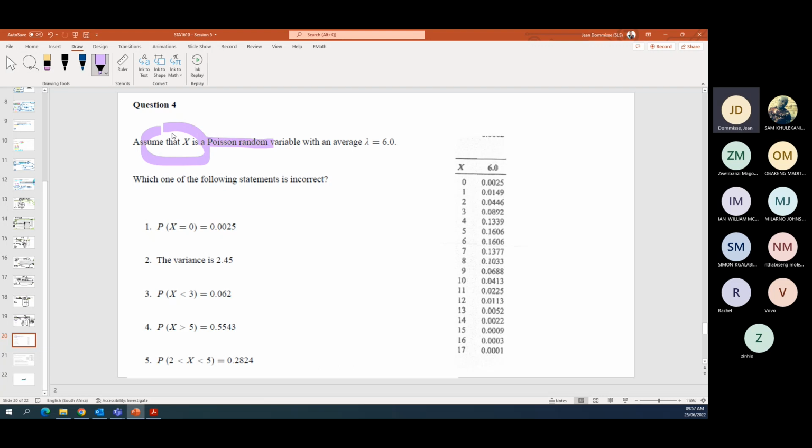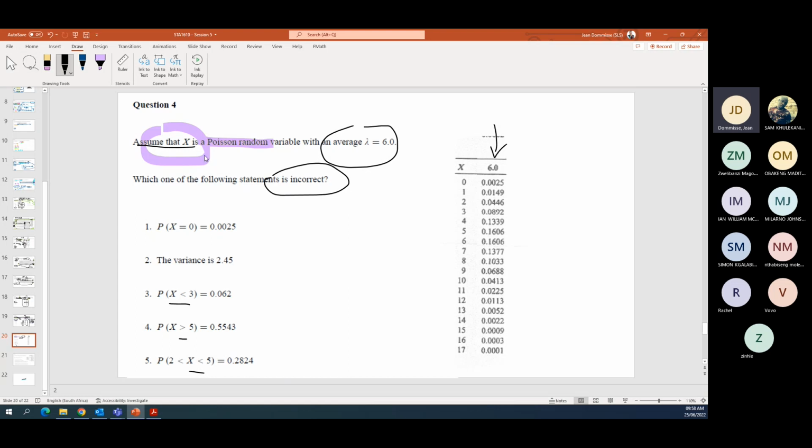This is a nice question to see if we know all the things about Poisson. Assume X follows a Poisson distribution; we get questions around it, which is cool, so that we can see what to work out. At least we get the lambda. So the lambda is 6.0, and then which one is incorrect?